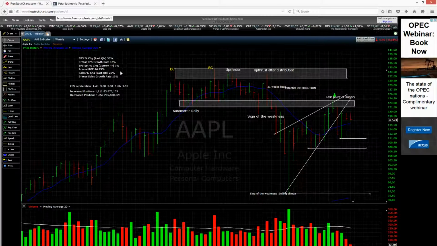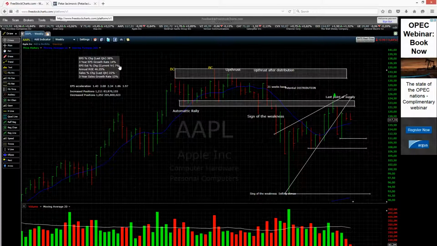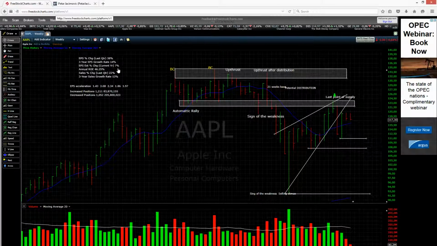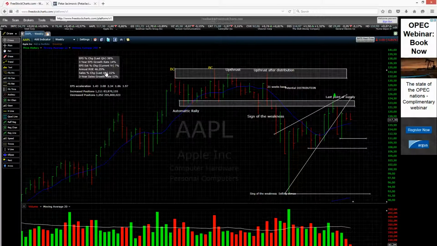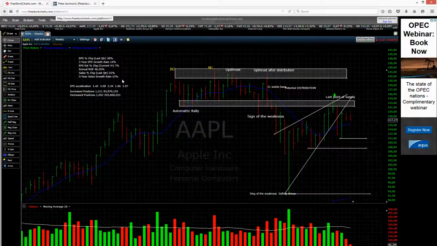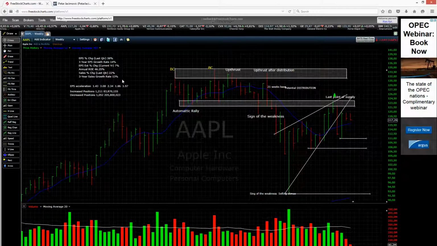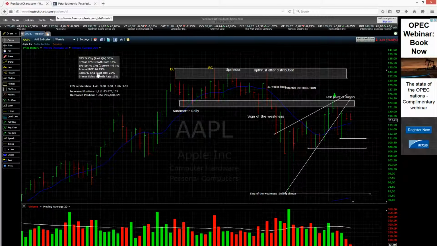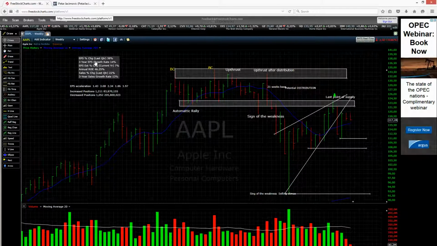For the current year, the earnings per share estimate is 7%. It's very weak. Return on equity is actually good, 46.25%. Sales last quarter is 22%, which is even below the minimum. Usually the minimum is 25 to 30%. The 3-year sales growth rate is also 13%. This is not a very strong fundamental at all.